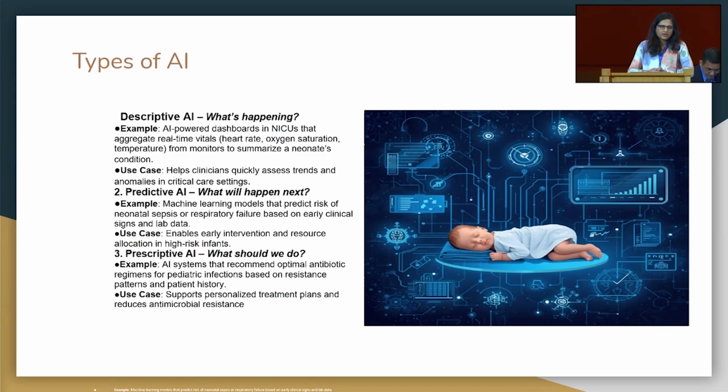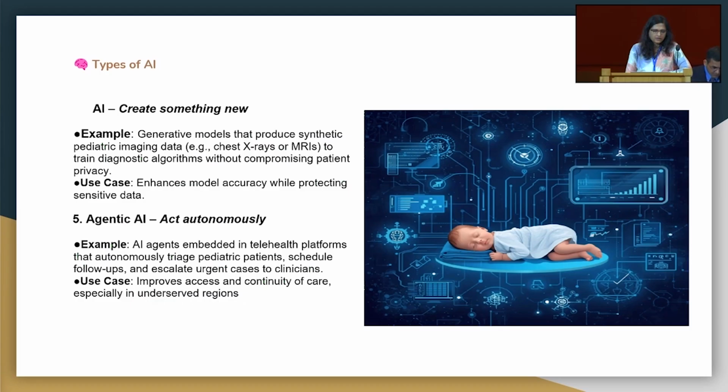So once you found that, okay, you stratified, this patient is at higher risk for something, then the prescriptive AI comes in and says, okay, this is the problem and this is what you need to do for it. For example, if you have a sepsis algorithm and you have identified a patient at high risk for septic shock, then it guides you: for a patient at high risk for septic shock, these antibiotics of choice, et cetera. And then you have generative AI, which basically uses generative models that produce synthetic data, mostly related to imaging, and enhances model accuracy while protecting sensitive data.